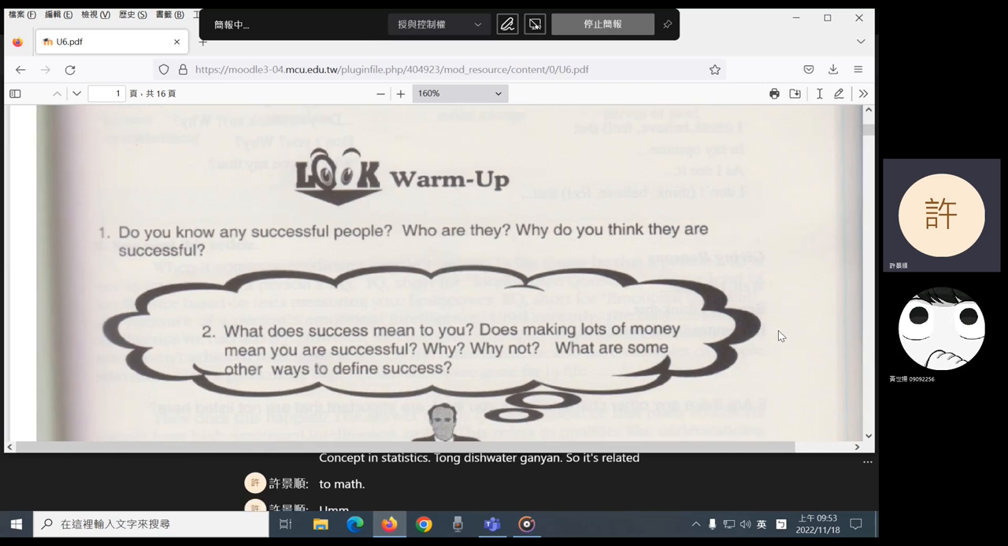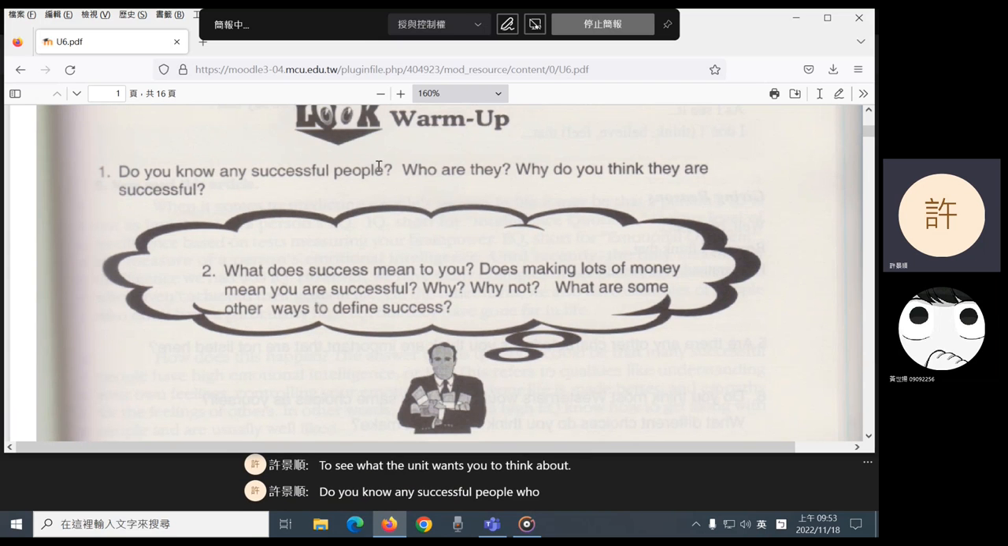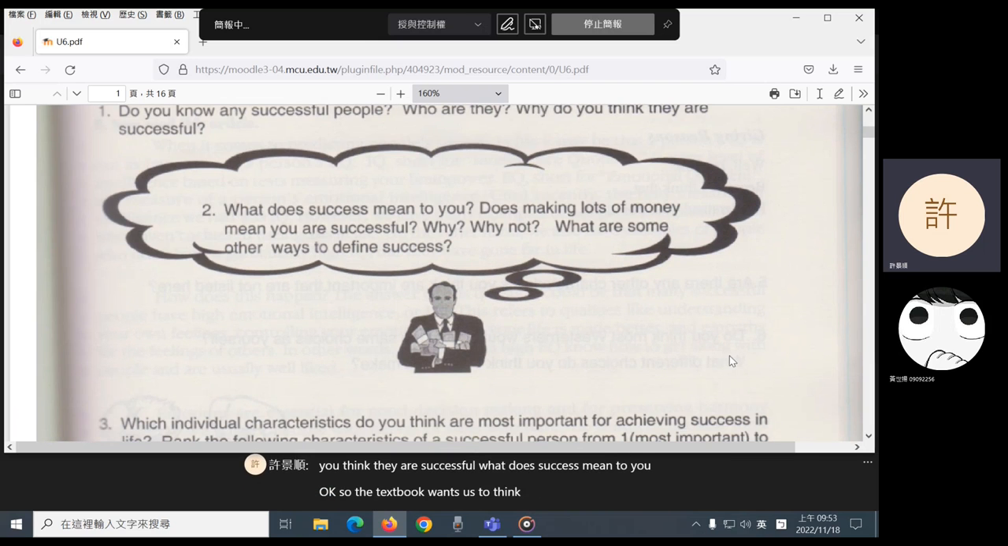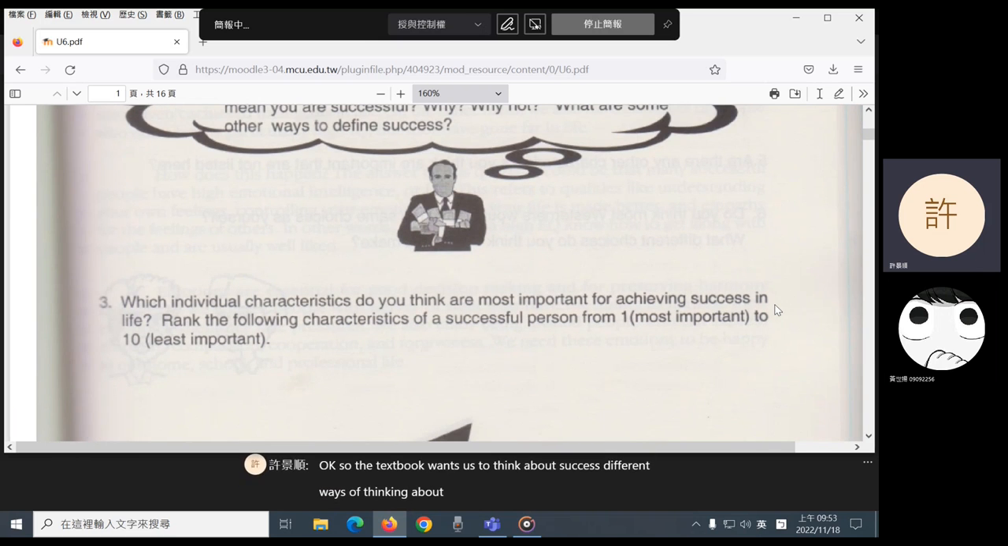So let's look at the warm-up questions to see what the unit wants you to think about. Do you know any successful people? Who are they? Why do you think they are successful? What does success mean to you? Okay, so the textbook wants us to think about success, different ways of thinking about success.